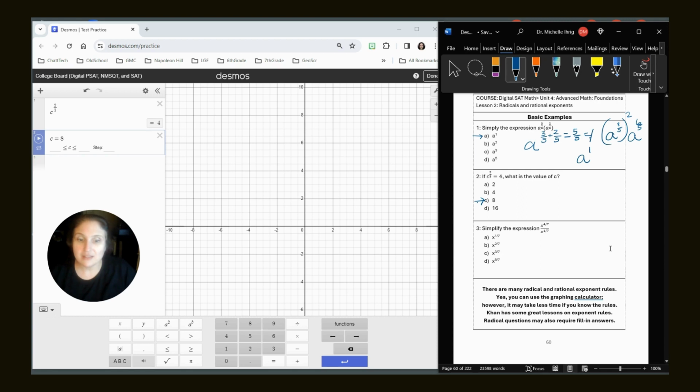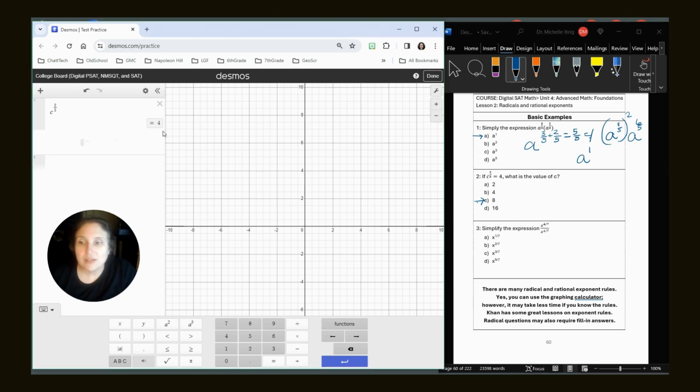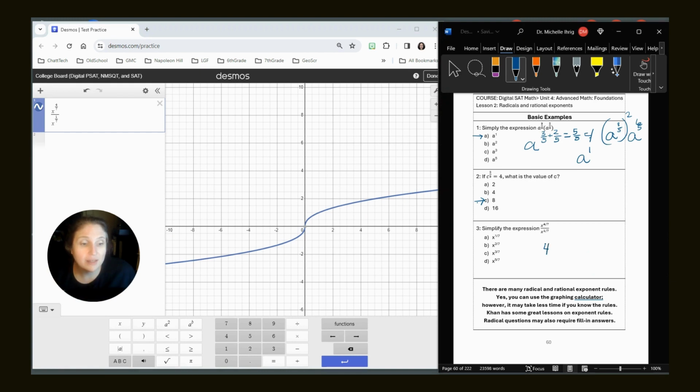Same idea. This time we're going to look at it. Well, there's 2 ways that we can do it. We'll do the divide symbol and put x to the 4/7 in the numerator. And in the denominator, we'll put x to the 1/7. And we get this curly Q graph, okay? Now, what they want you to know is the rule is anytime we're dividing fractions, we subtract the exponents. So 4/7 minus 1/7 gives us 3/7.